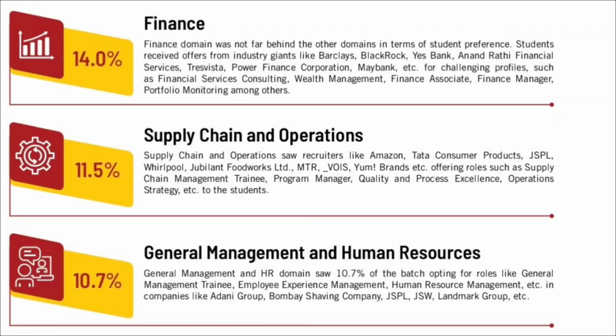Then there were 10.7% placements from general management and HR. So if we consider the top recruiters for this domain, then those are Adani Group, Bombay Shaving Company, JSPL, JSW, Landmark Group, and there are so many companies over there. And if we consider the roles offered through this domain, then those are general management trainee, employee experience management, HR management trainee, and there are so many roles over there.